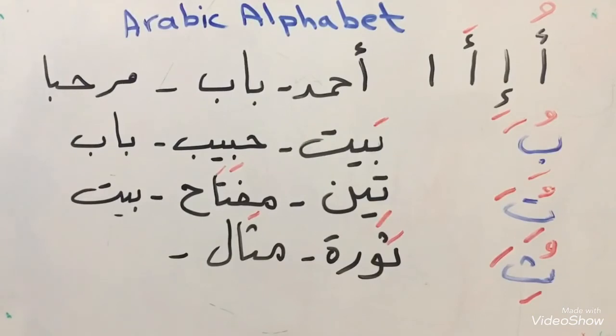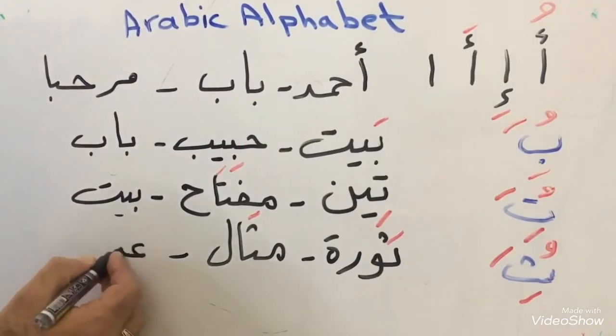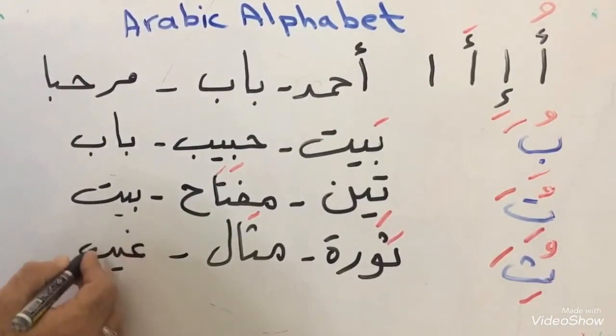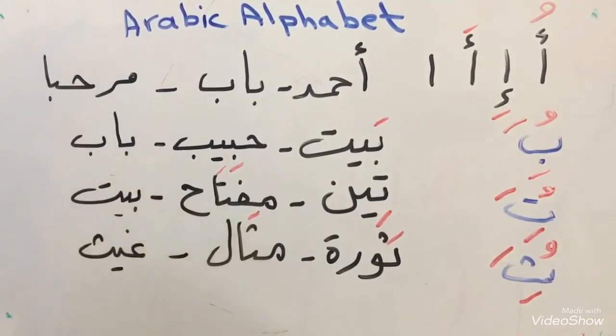At the end we have ghayth. You can see tha comes after ya at the end of the word. Ghayth means rain. Tha is the fourth letter in the Arabic alphabet.